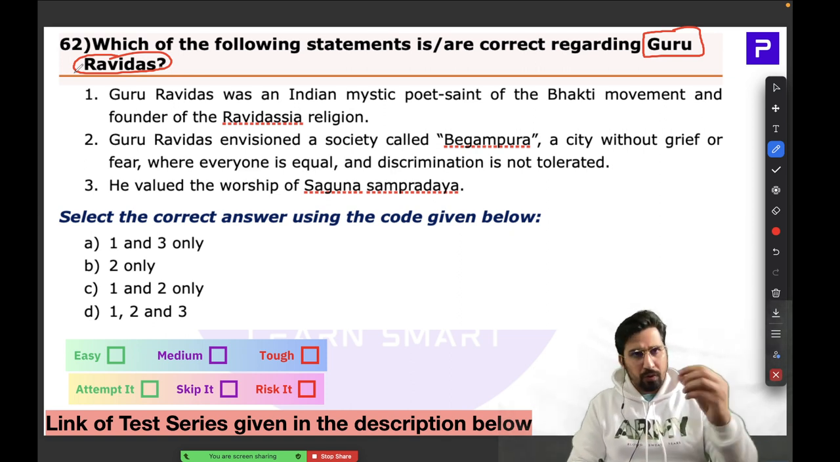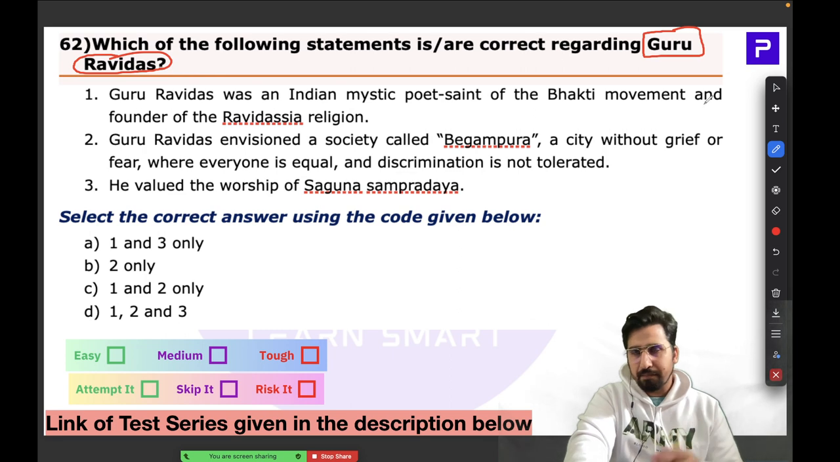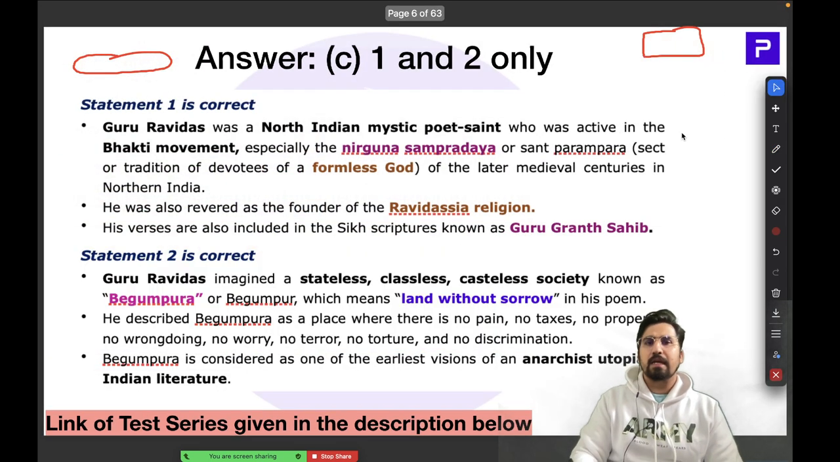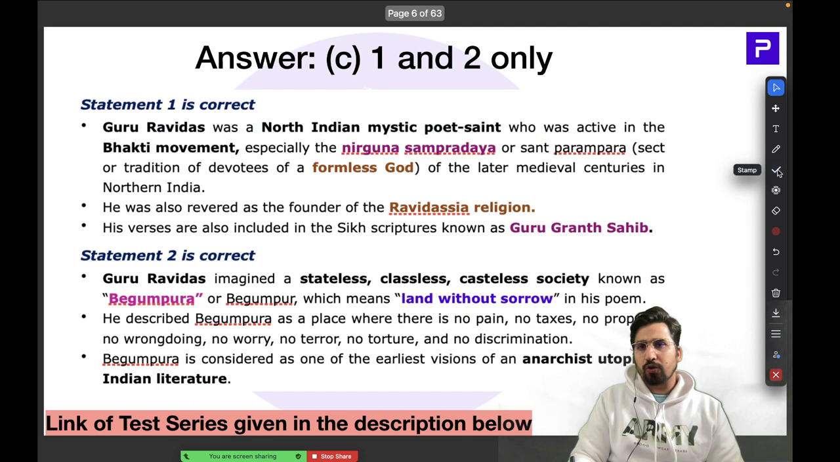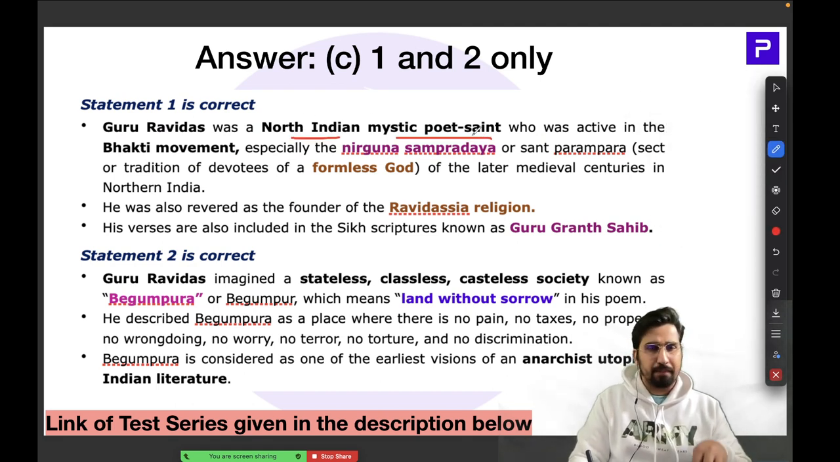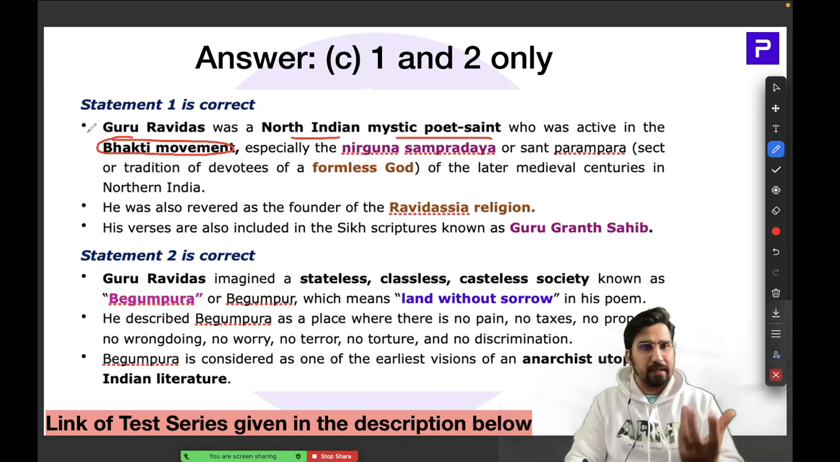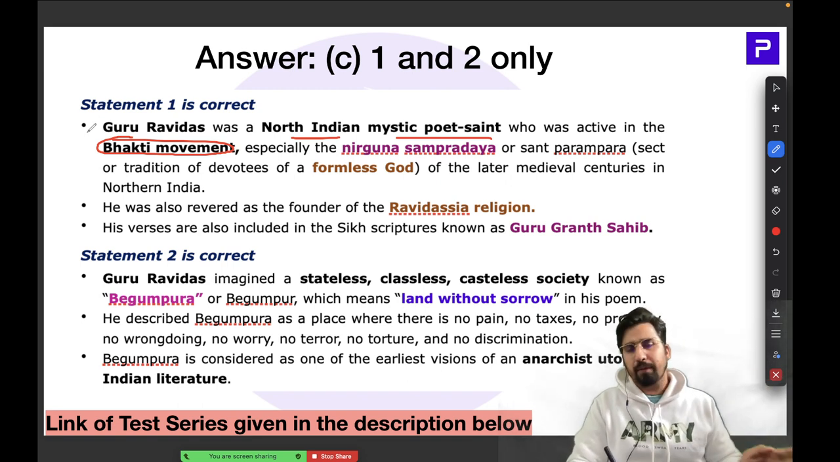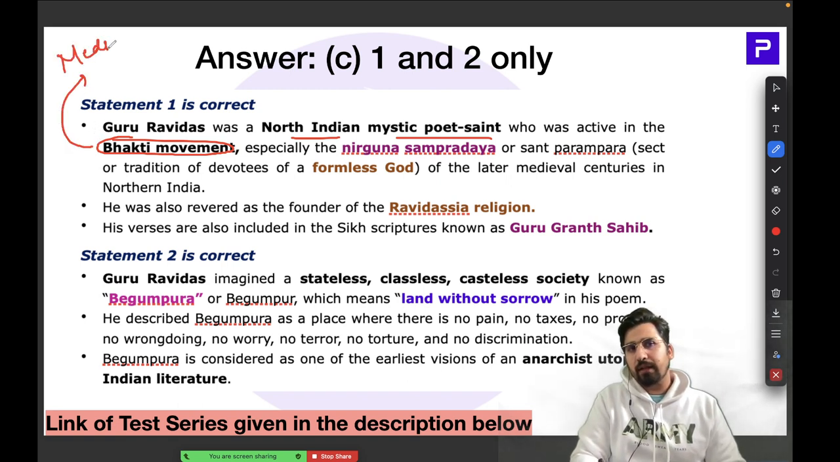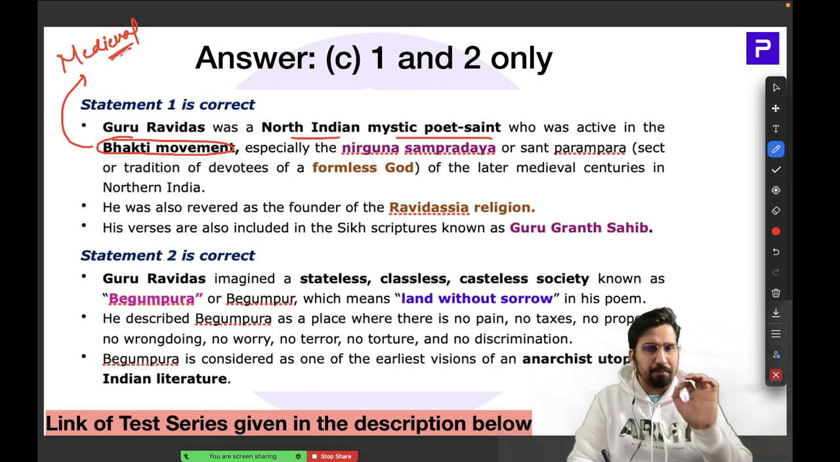Now, before you attempt it, there are certain important things that you should be aware of about Guru Ravidas. He belonged to North India, and he was born here. He was a North Indian mystic, poet, and saint, and he was very active during the Bhakti movement, a landmark watershed movement of Indian history, where a kind of spiritual reawakening was happening in India. This is something you should always read while you are reading medieval history. It is an important part to read.